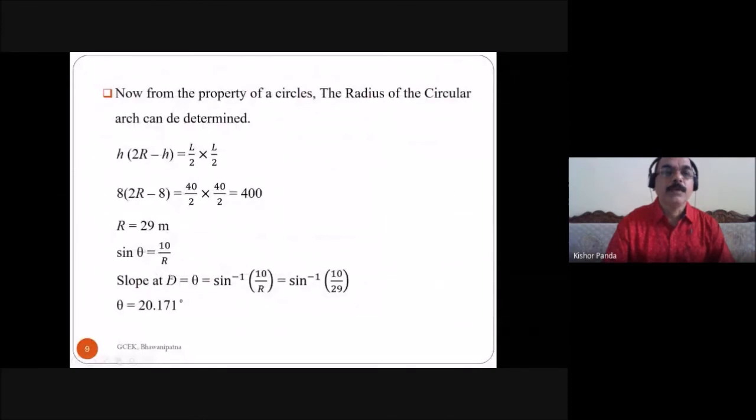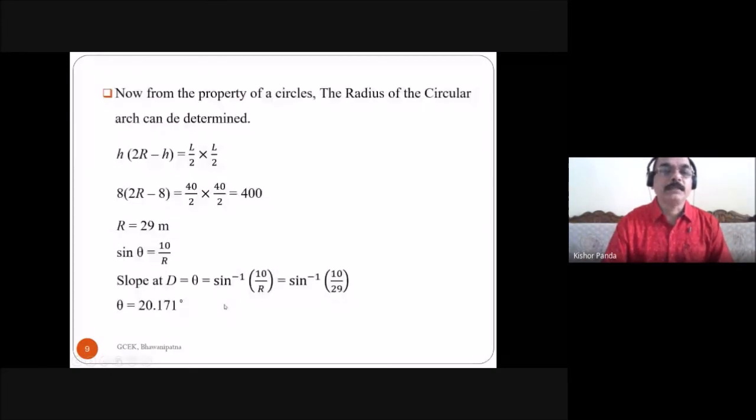But you know what is the radius of the three-hinged circular arch? 29 meter. So after putting this one, you will find out the value of theta. So theta is equal to sin inverse 10 by r, which is equal to sin inverse 10 by 29. So the theta angle is equal to 20.171 degree. So the slope at the point D is equal to 20.171 degree.